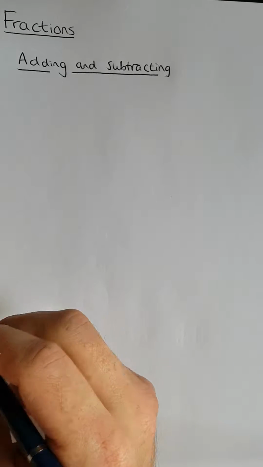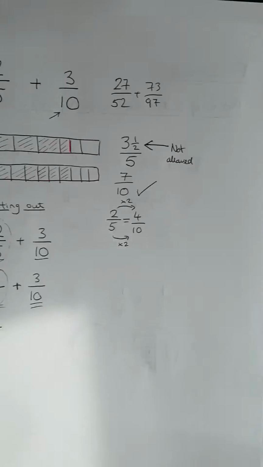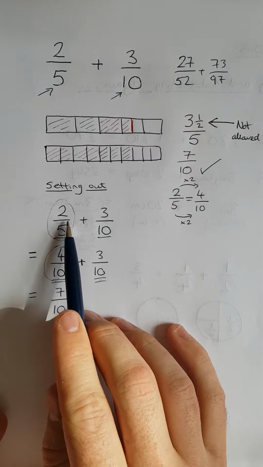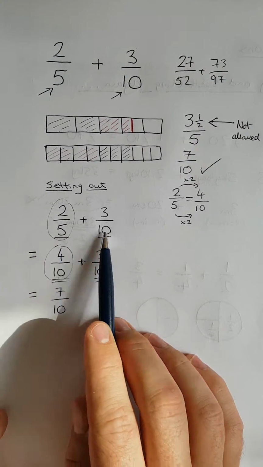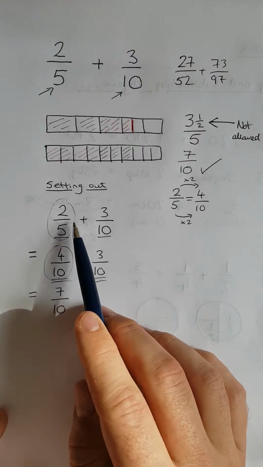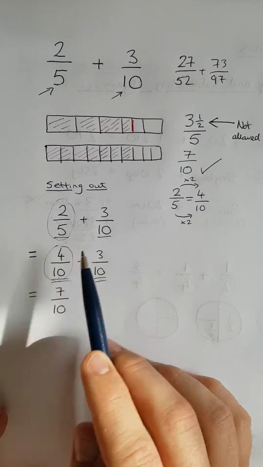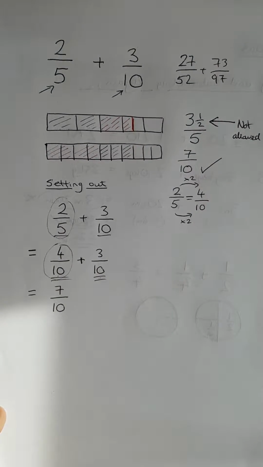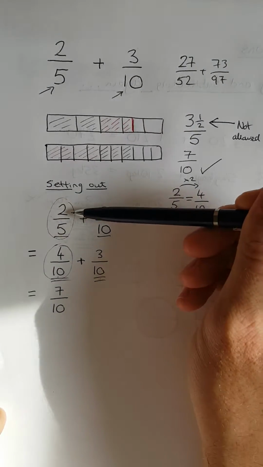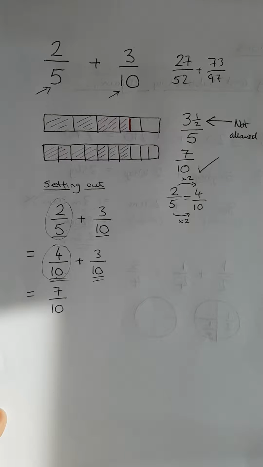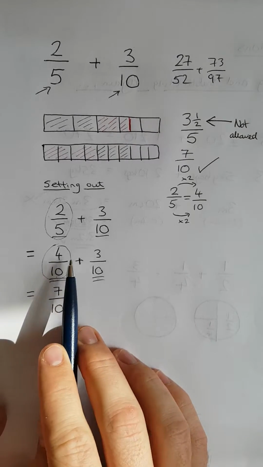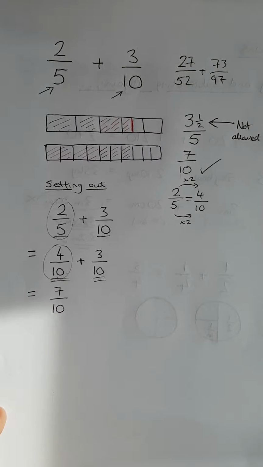Let's continue adding and subtracting fractions now. And we've seen our first example on the previous video. We had two fractions with different denominators. We converted those two denominators into the same value. We did that by multiplying both parts of one fraction by 2, which then allowed us to add the pieces together.